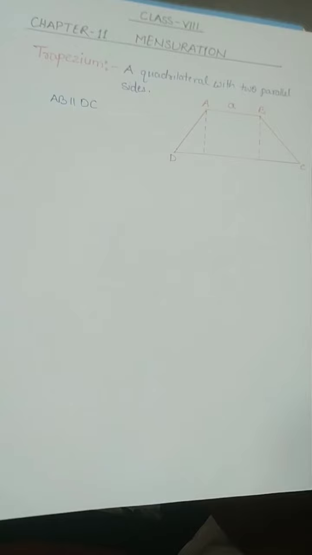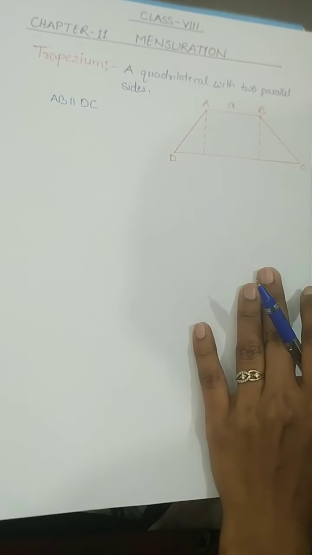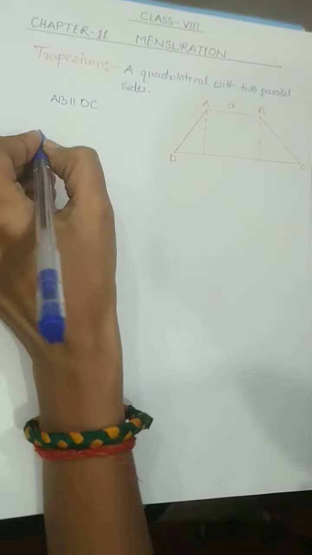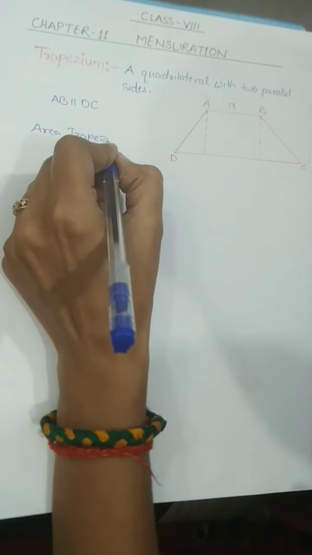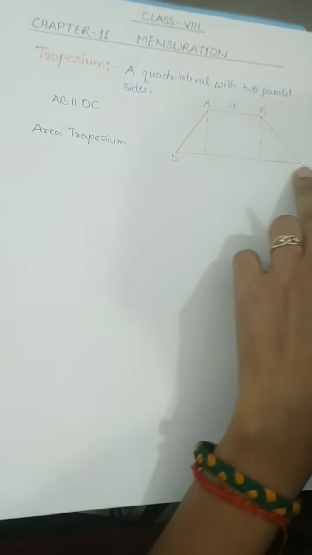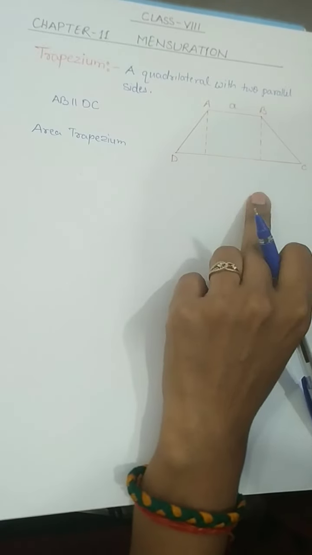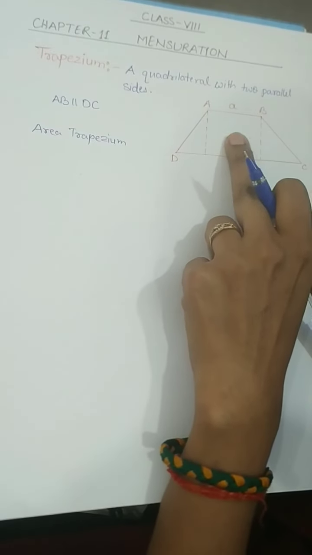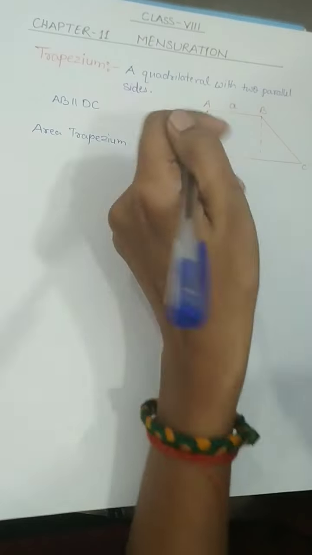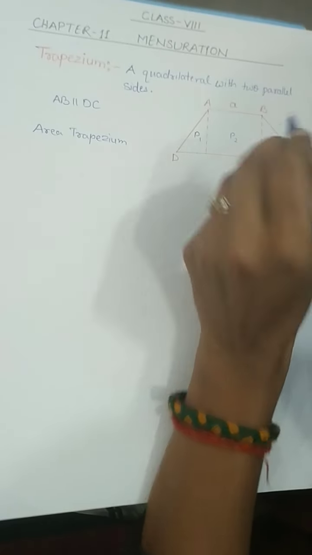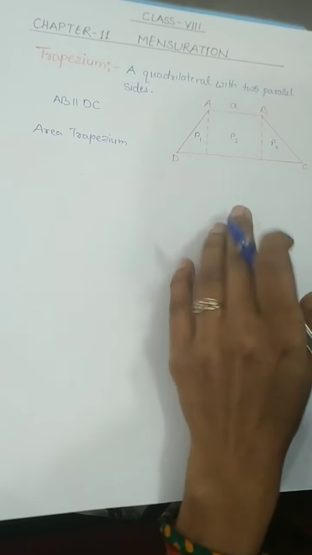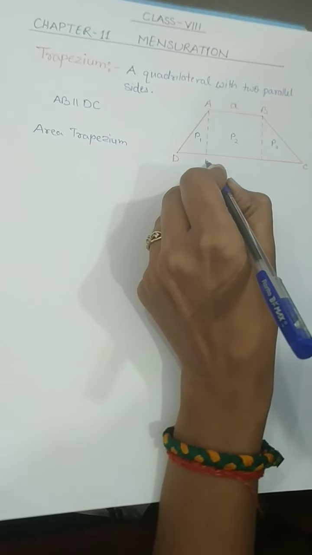Now we're going to discuss the area of this trapezium. The formula for the area of a trapezium is what? So we're going to find out the area of the trapezium. Here you can see this is trapezium ABCD. I divide this trapezium into three parts: part first, part second, part third. Suppose I am writing P1, P2, P3. For part 1, suppose I am giving a name here, EF.